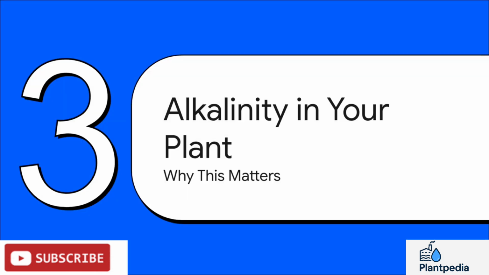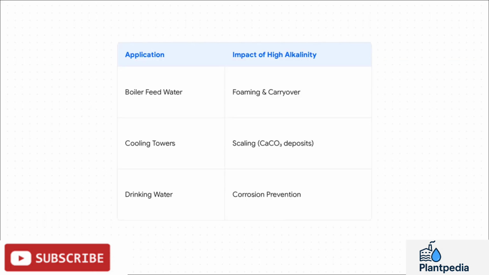Okay, so why should you care about this outside of a cool science experiment? Well, in an industrial plant, managing this shock absorber is absolutely critical. It's crucial for your operations, and let's be honest, it's crucial for your budget. And this is where it gets really interesting. See, high alkalinity isn't just good or bad. It totally depends on what we're using the water for. In boiler feed water, too much of it can cause some pretty nasty foaming and carryover, which can damage your turbines. In cooling towers, it leads to scaling, those hard calcium carbonate deposits that kill your heat transfer efficiency.